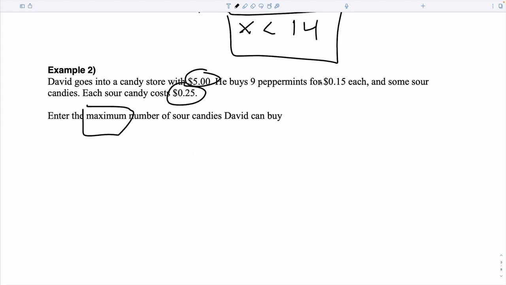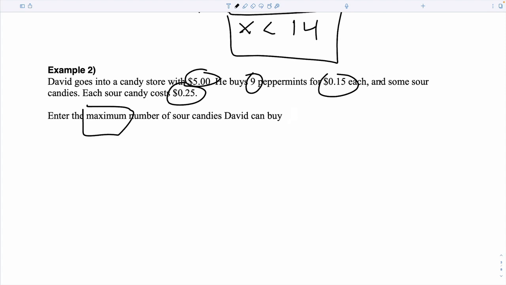Love seeing teammates annotating a few of these. Word problems up to this point have been one repeating number and the other staying the same. This problem, both of the numbers repeat. However, one type of candy, the peppermint or the sour candy, gives you more information than the other.